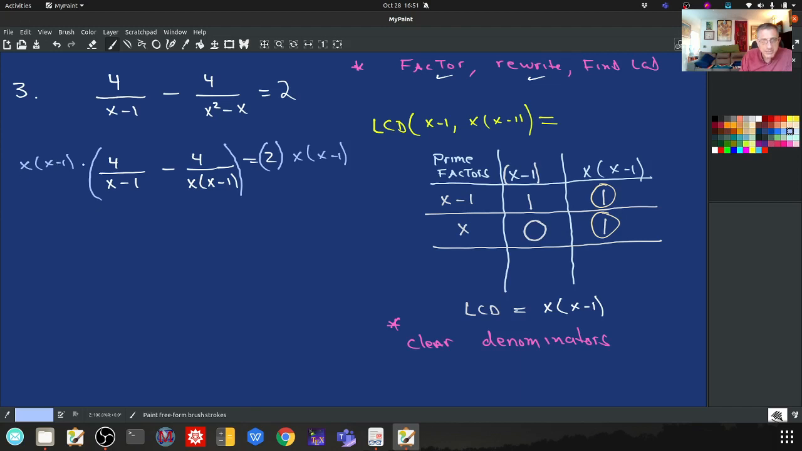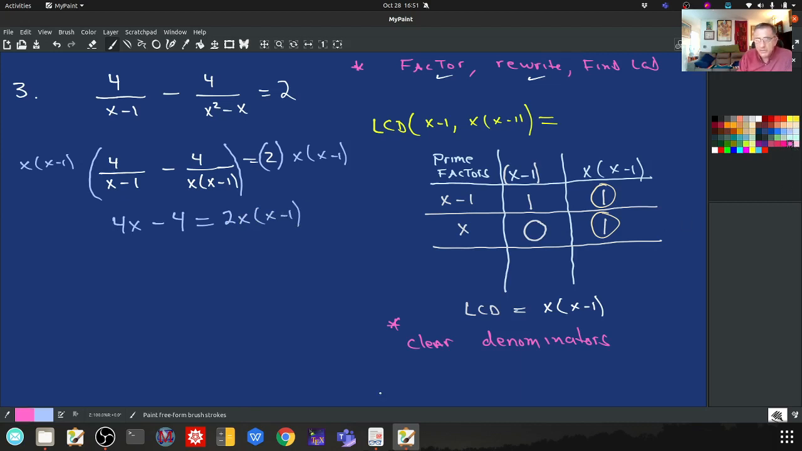x times x minus 1 times 4 divided by x minus 1. The x minus 1's cancel, so I get 4x. x times x minus 1 minus 4 divided by x times x minus 1. Well, the x times x minus 1's both cancel, so that gives me minus 4. And this is equal to 2 times x minus 1. This is equal to 2x times x minus 1.